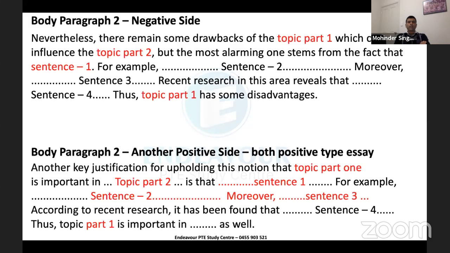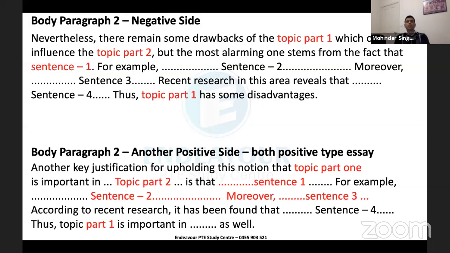English is all about vocabulary. The better vocabulary you use, the better words you have. So nevertheless simply means however. Better words, better marks: nevertheless or nonetheless, these words are really argumentative and they really mean more than just however. There are some drawbacks of online information which can influence people's lives or influence the society.